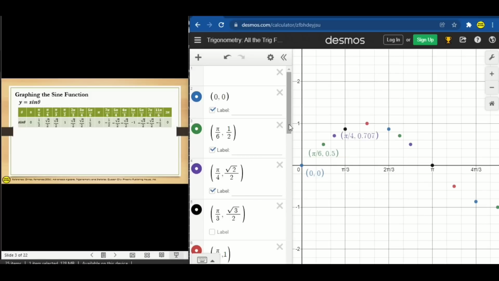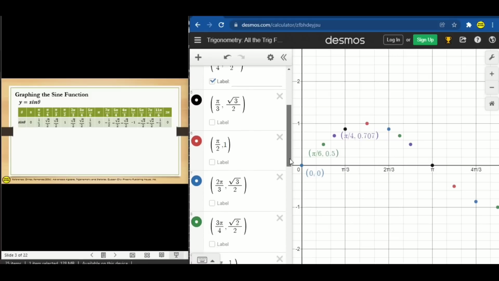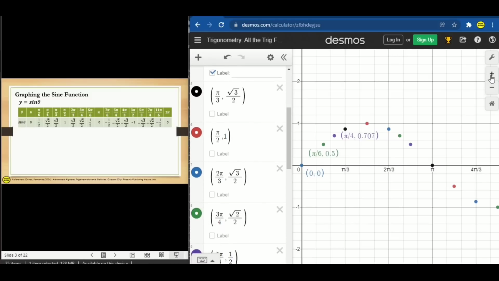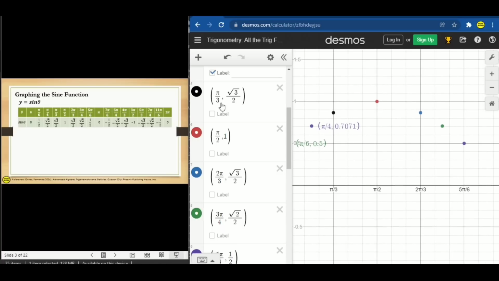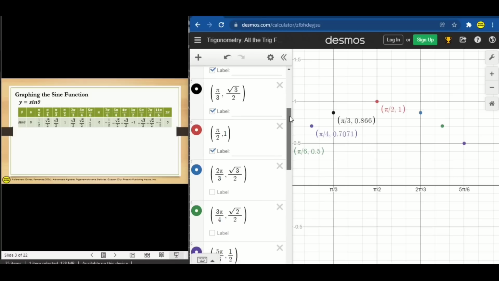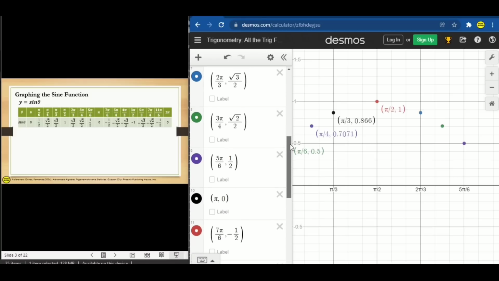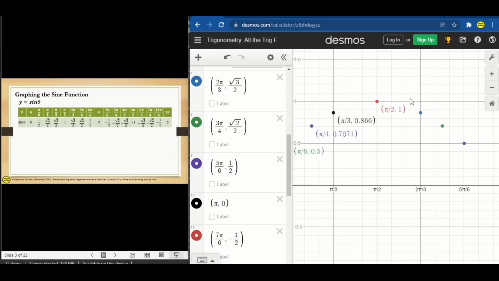So, pinapakita ko lang yung label, no, ng mga points. Next is, so medyo lakihan natin para kitang-kita. Next is yung pi over 3. Then square root of 3 over 2. So, ito yun. Next is pi over 2 and 1. So, ito yung point na yan. So, maganda gamitin yung Desmos kasi mas madali makita yung graph. Saka accurate yung graph niya. And then next is 2 pi over 3. And then square root of 3 over 2. So, ito yun. Yung kulay blue.